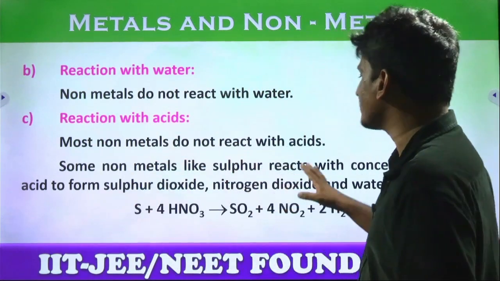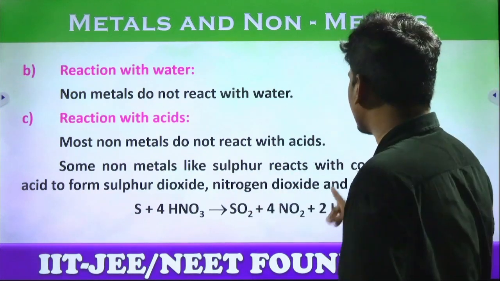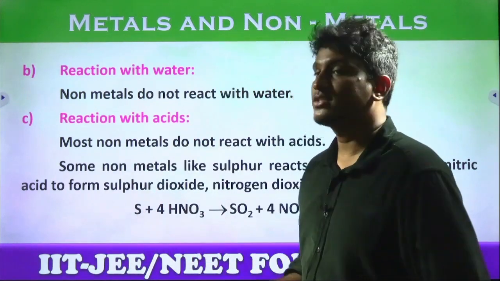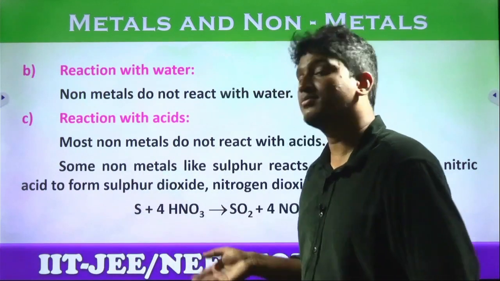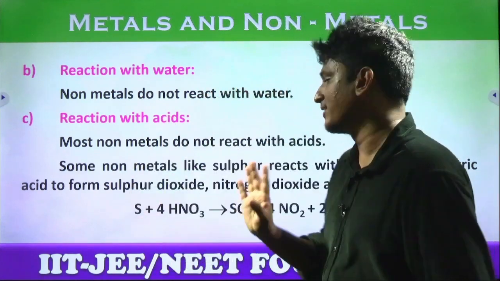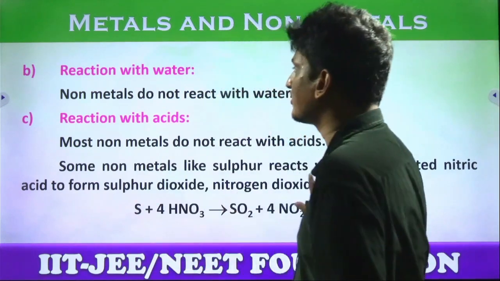So some non-metals like sulfur react with concentrated nitric acid to form sulfur dioxide, nitrogen dioxide and water. This is a very, very important reaction. Sir, why is it not reacting with sulfuric acid? Why only nitric acid? What is the reason? Nitric acid is the best oxidizing agent. That's why it is reacting here. So what are the gases released? Sulfur dioxide gas and nitrogen dioxide gas.